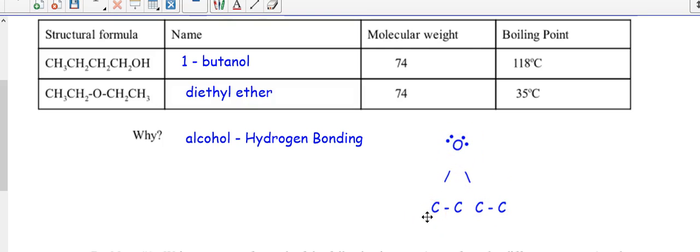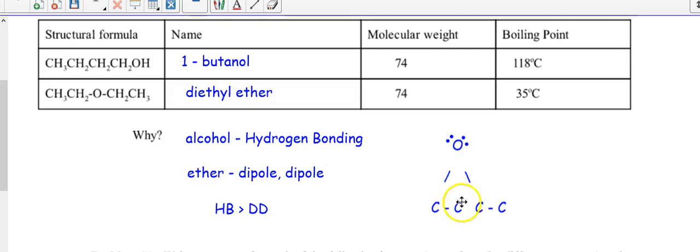All right, why is that important? Because here is my partially negative and down here is my partially positive. So there is a dipole. So ethers show dipole. And what do we know about those intermolecular forces? That hydrogen bonding is a much stronger force than dipole.